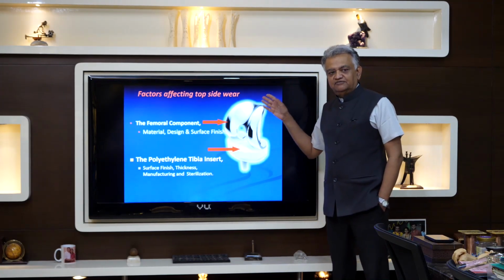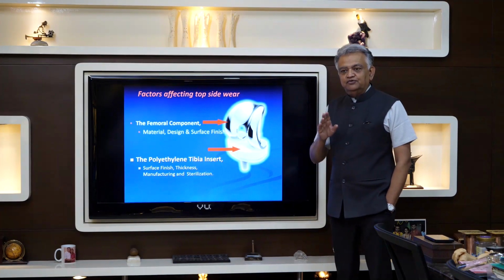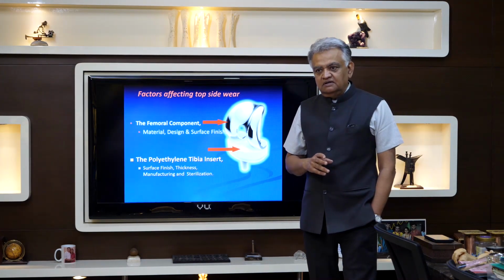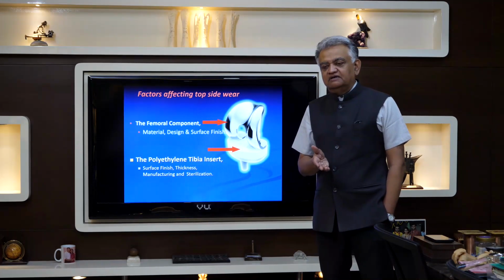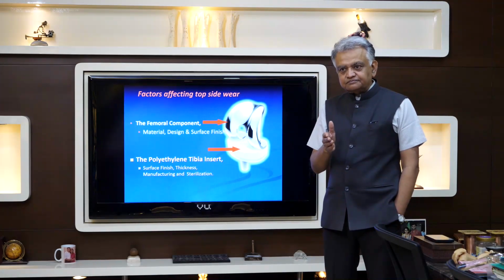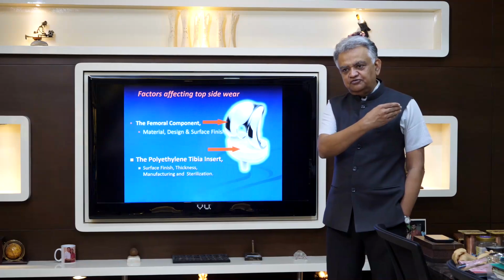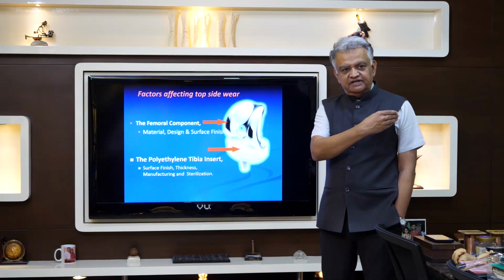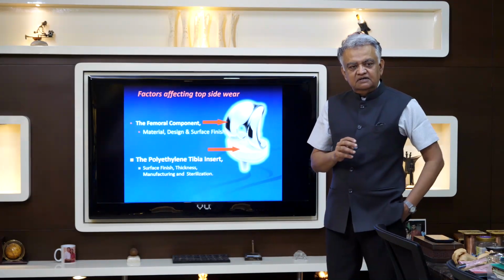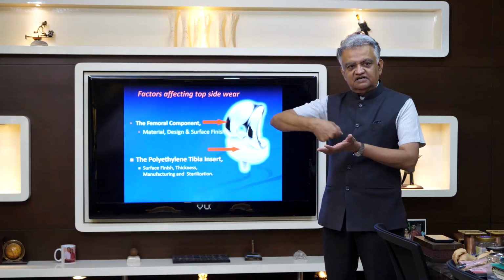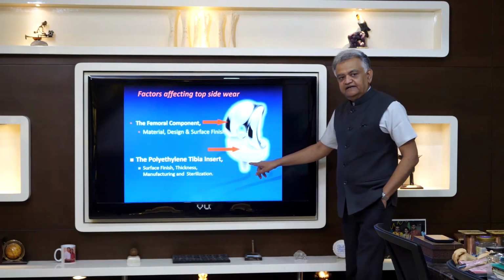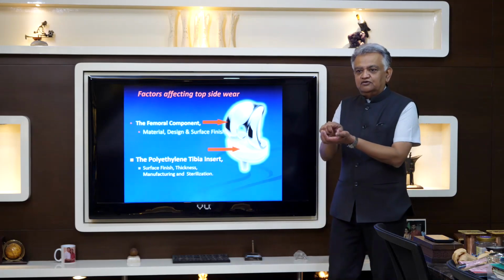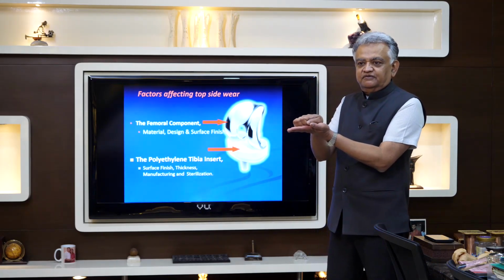The geometry, the surface finish. Obviously, therefore, you never see a titanium femur. You will never see in your life a titanium femur, because it would be so rough that, even in the early days of manufacturing, they realized that you can't have a titanium femur. It will just cut into the plastic and destroy it. But the titanium tray, because initially they thought there is no movement, so there is no friction between the tray and the plastic.